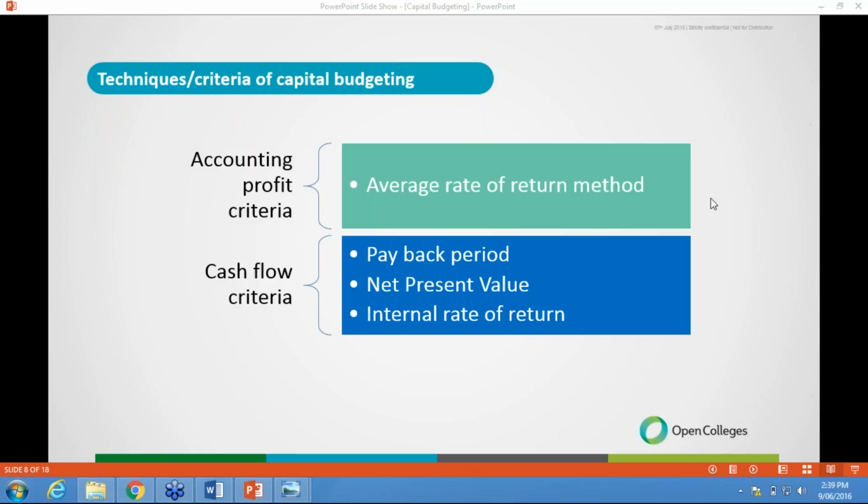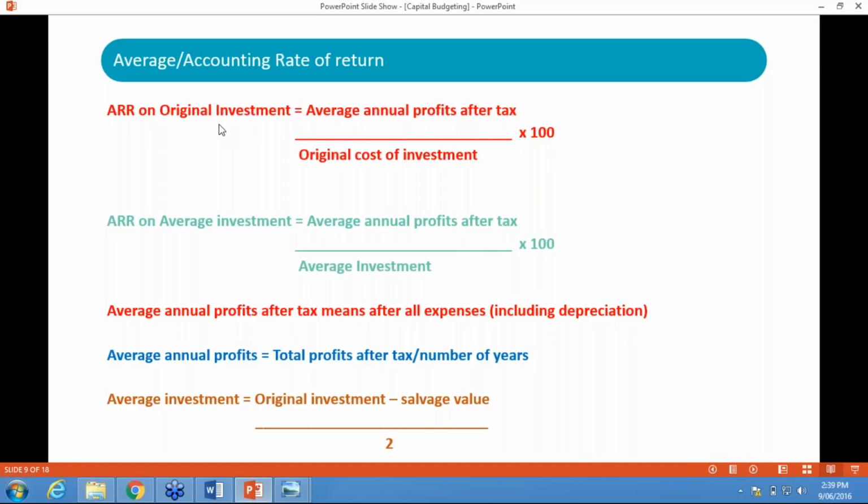I will explain what the difference is between these two. So let's start with average, or you can say accounting rate of return. As I said before, you can call this method by average or accounting rate of return. This method is based on accounting profit, not on cash flows.